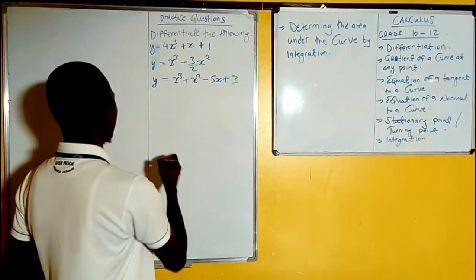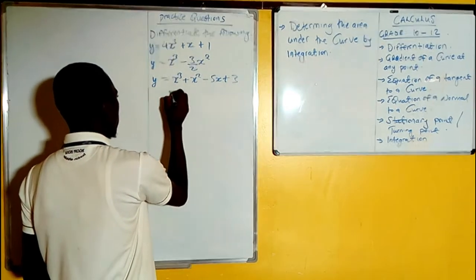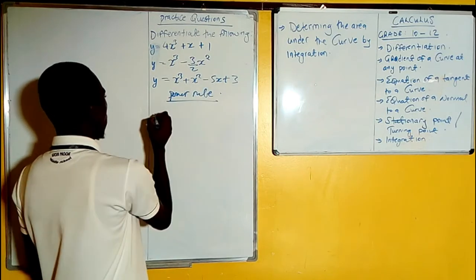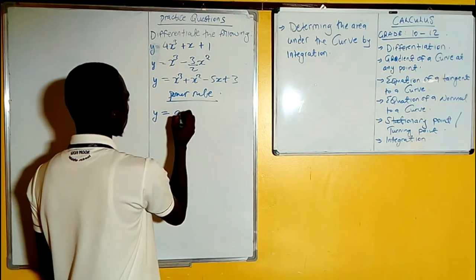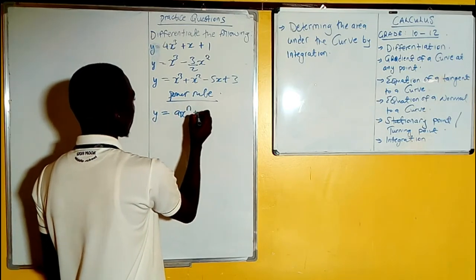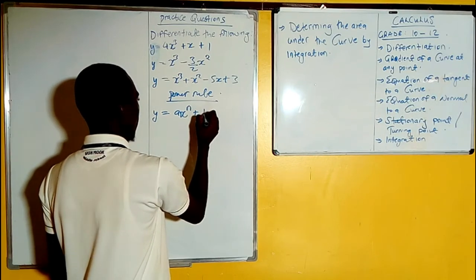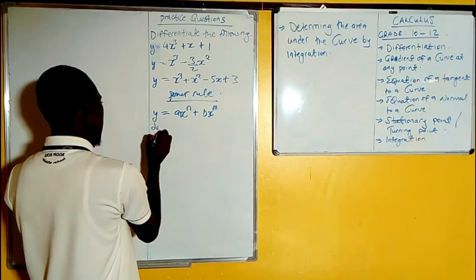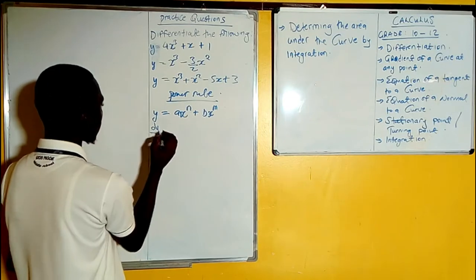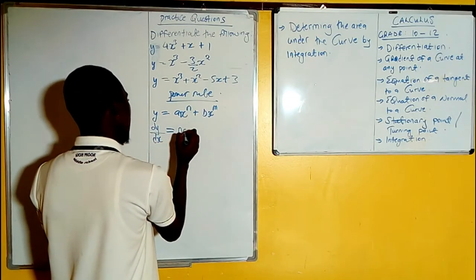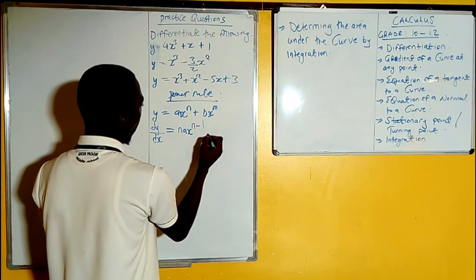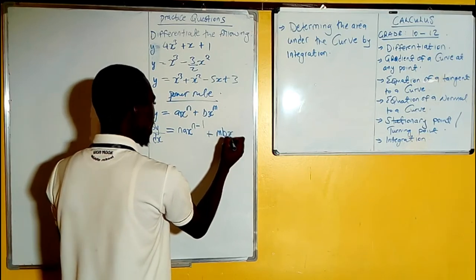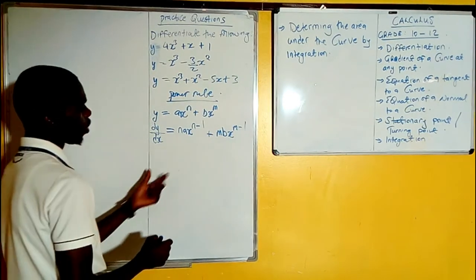So if you are given an equation y equals ax to the power n plus bx to the power m, then dy by dx will be equal to nax to the power n minus 1 plus mbx to the power m minus 1. Okay, so this is the power rule.